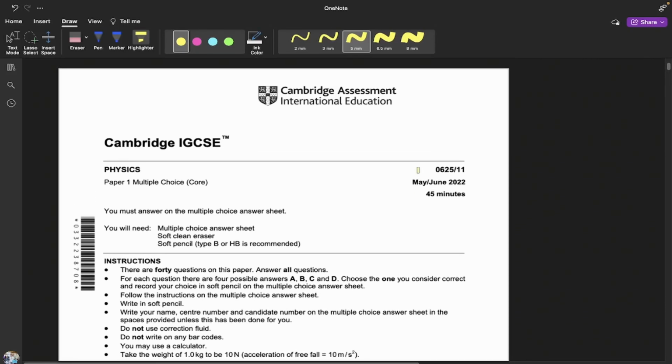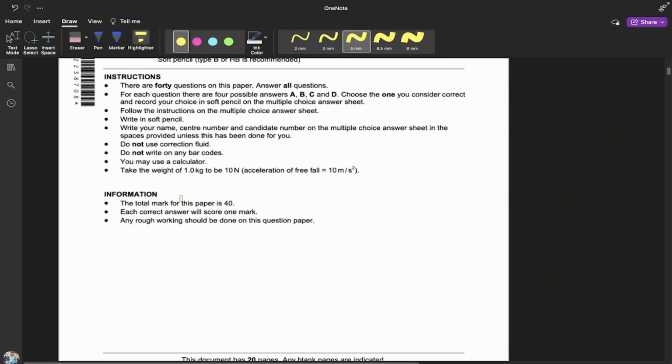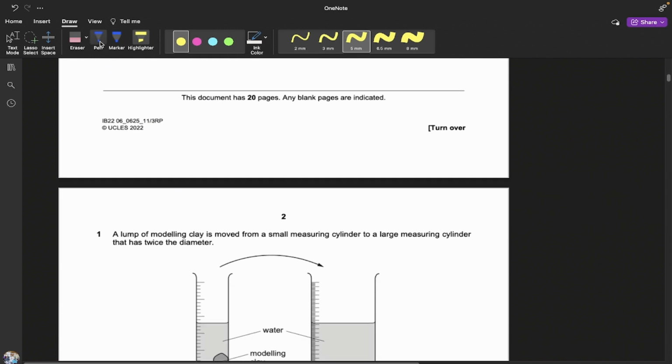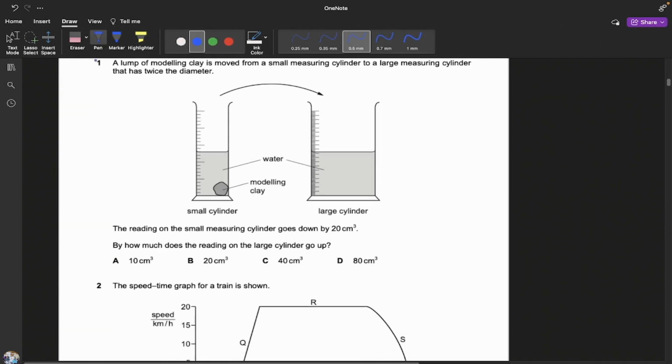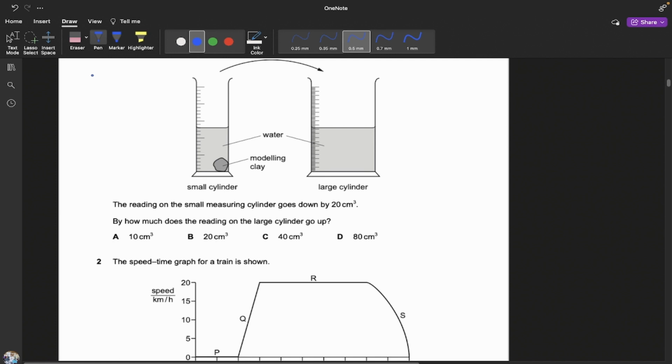This is the IGCSE Cambridge physics paper. The paper number is 062511. It is a 45 minute paper with multiple choice questions. Today we will be discussing only 10 questions from this paper. Later, with theory, after that we will do the rest of the questions in separate videos.